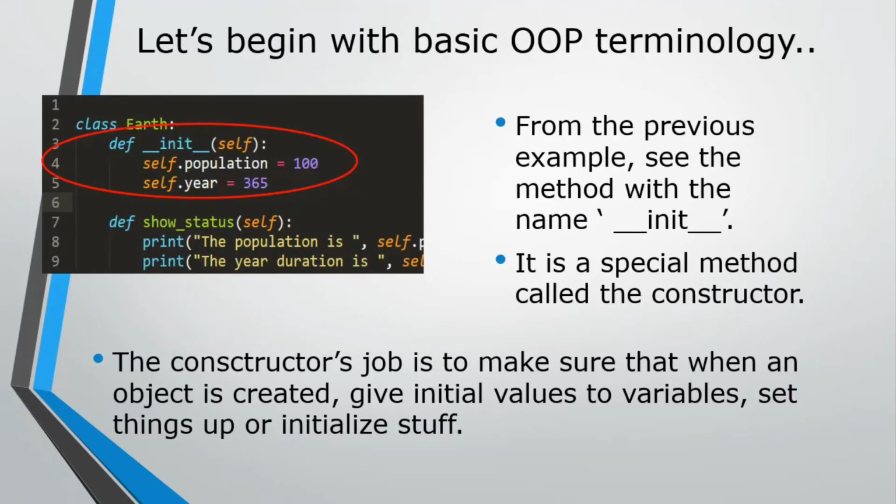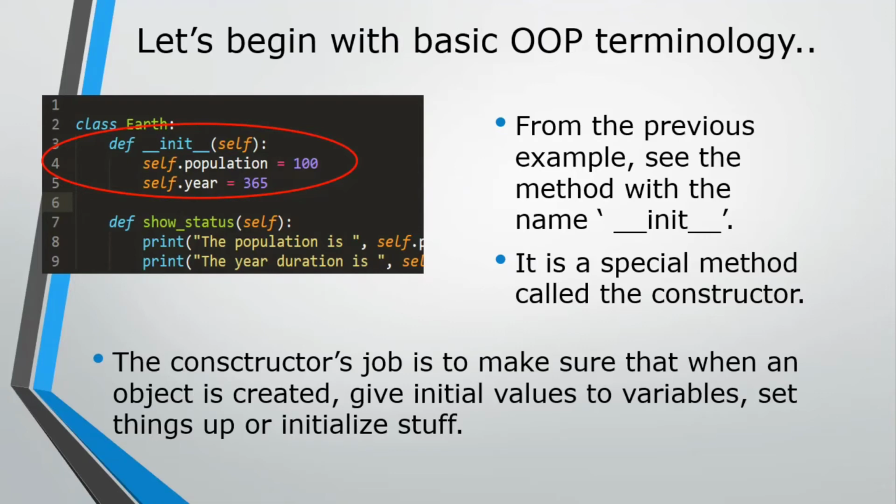So let's get back to our previous example, and from that we can see the method that's highlighted here, which is the init method. It says that I am initializing something. That method is used for initialization. That's why it's called the init method. It's also called, in object-oriented terminology, a constructor. The constructor's job is simple. It is supposed to make sure that whenever an object is created, it will be the first thing that happens.